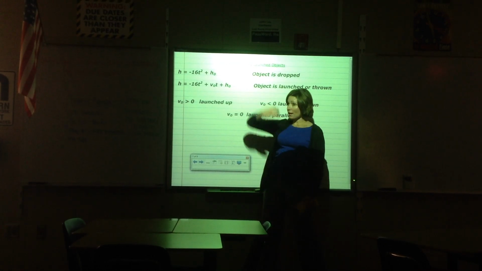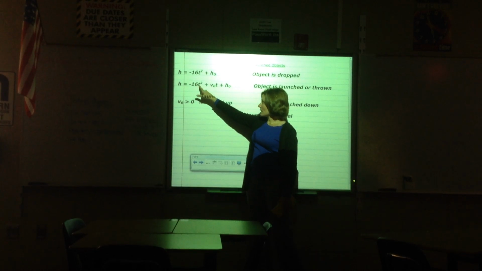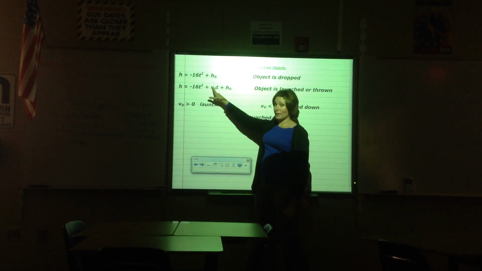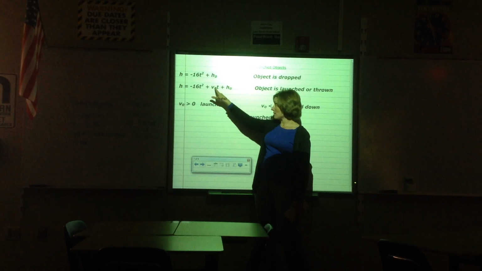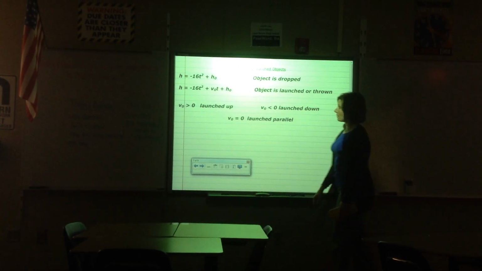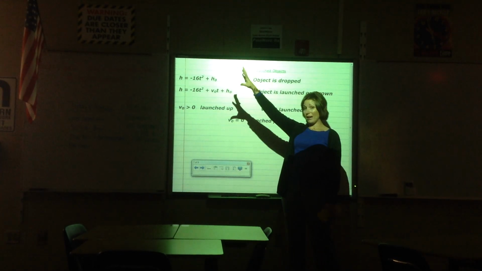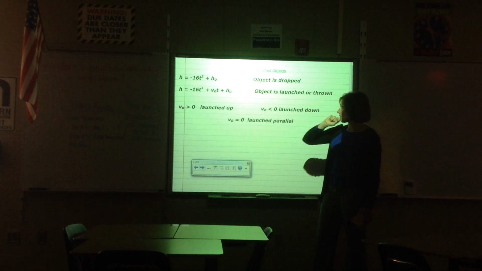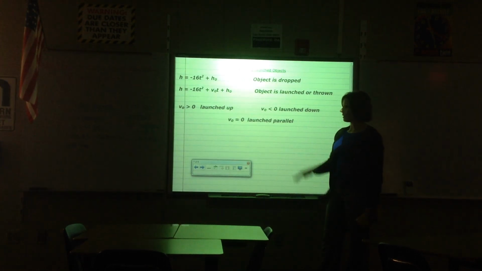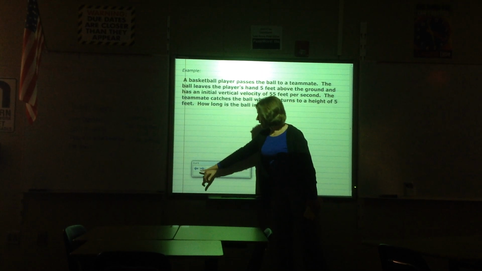If there's one launched, you're going to have a velocity. So it's going to be negative 16 t squared plus your starting velocity, that's why it's v sub 0, your initial velocity, times t plus that initial height again. Okay? If your velocity is greater than 0, it's being launched up. If it's less than 0, it's being launched down. And if it is 0, it's parallel, or a straight drop kind of idea. All right, so let's go on to this one.